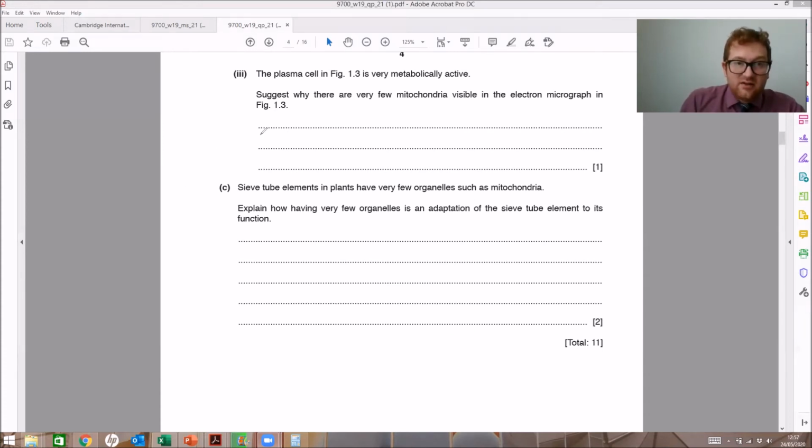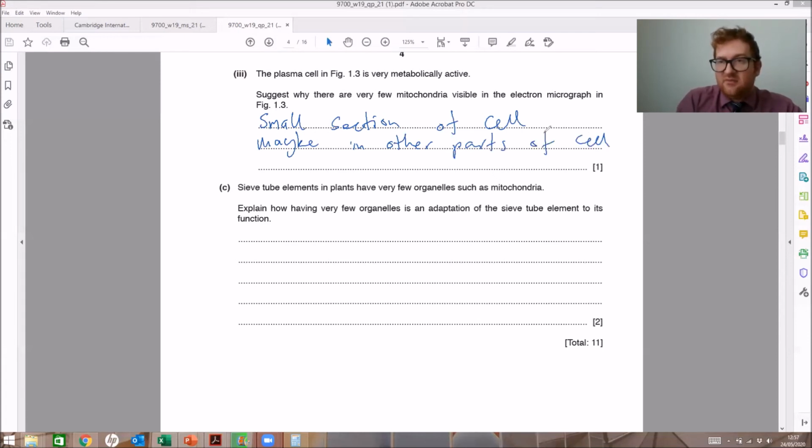You know, this is only a very small section of the cell. Maybe they are in other parts of the cell. You could also mention that they're hidden behind other organelles, or they could be behind the nucleus or something like that. Any valid suggestion as to why they're not visible.